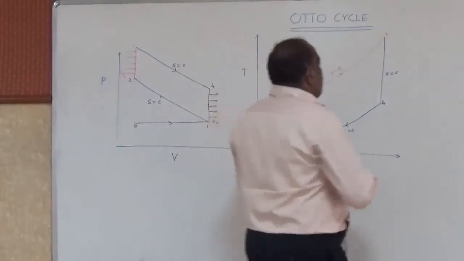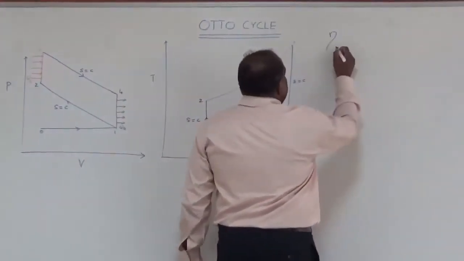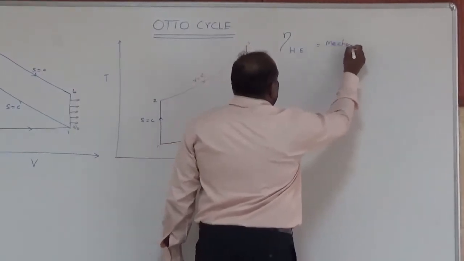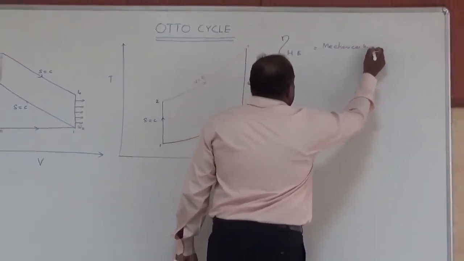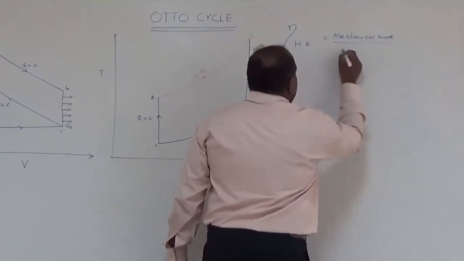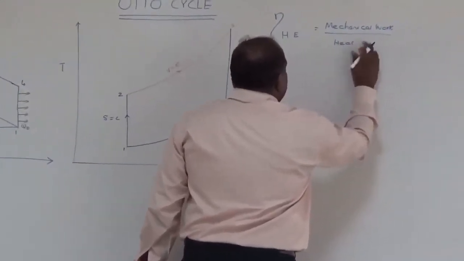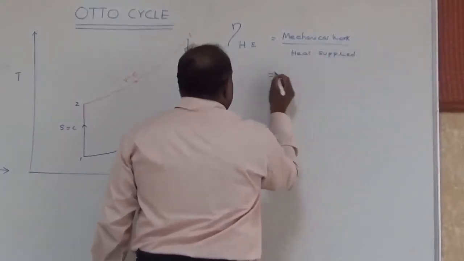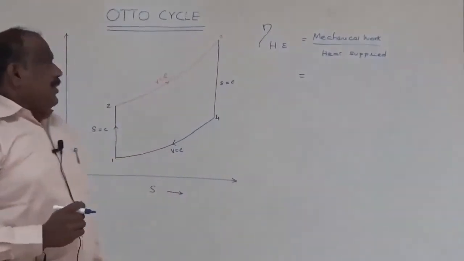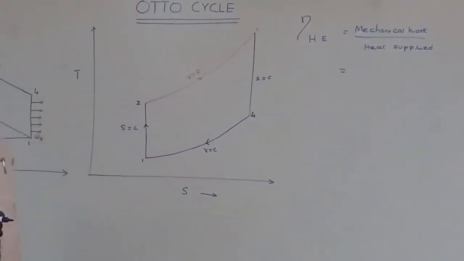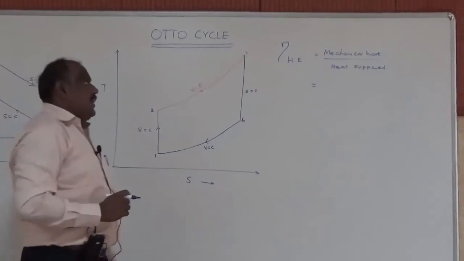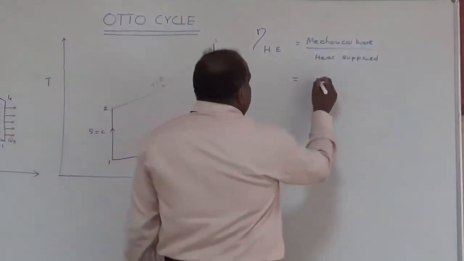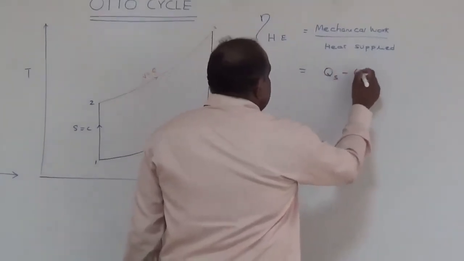So I can tell that the efficiency of any heat engine is defined by the mechanical work by heat input, or heat supply. So we know that in a cycle, the summation of the heat transfer will be equal to the summation of the work transfer, and hence this work can be replaced by the summation of the heat transfer. So the summation of heat transfer is nothing but heat supplied minus heat rejected.